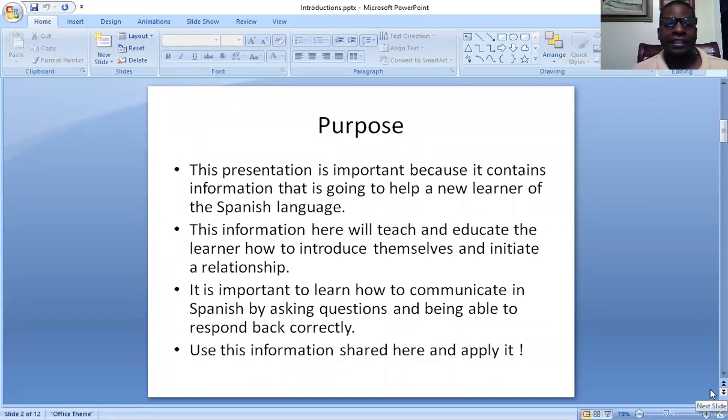The purpose. This presentation is important because it contains information that is going to help a new learner of the Spanish language. This information here will teach you and educate the learner how to introduce themselves, initiate a relationship. It is important to learn how to communicate in Spanish by asking questions and being able to respond back correctly. Use this information shared here and apply it.